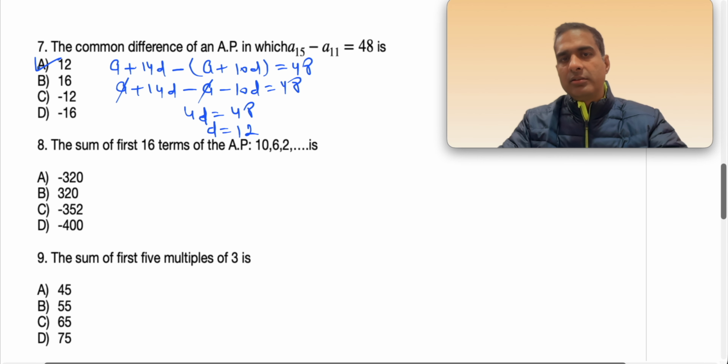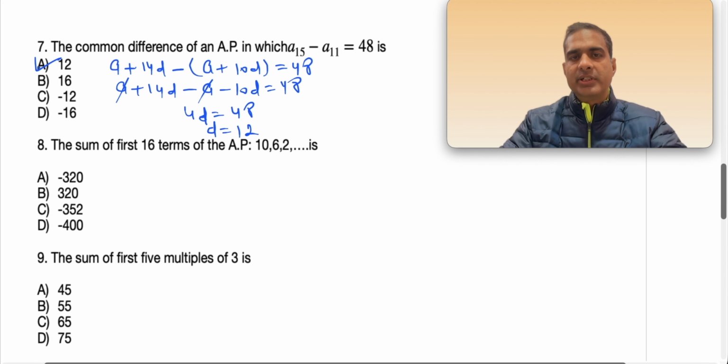So what we did here, we used the formula for an, the nth term of the series, a plus n minus 1 d. We wrote the values of a15 and a11 and simplified it, and we got the value of d as 12.